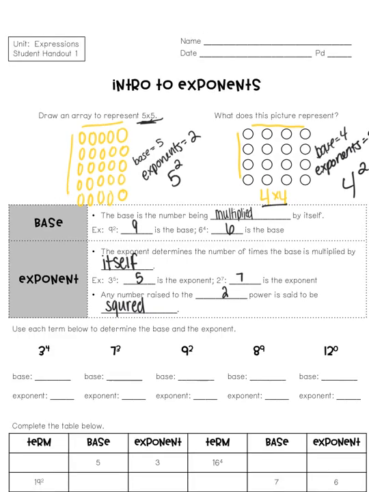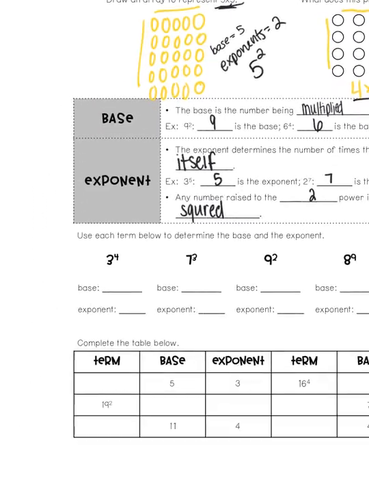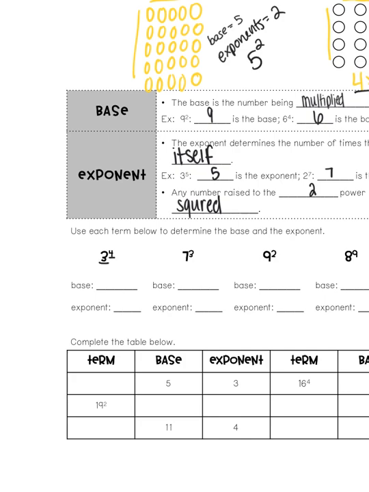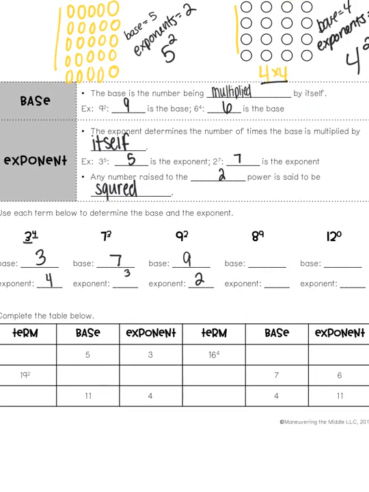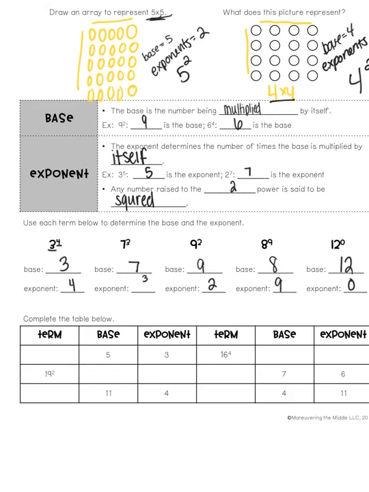So we're going to look at some and just kind of distinguish between the base and the exponent. So here I have 3 to the fourth power. So my base is 3, my exponent is 4. 7 to the third power, base is 7, exponent is 3. 9 to the second power, base is 9, exponent is 2. And so on and so forth. 8 is my base, 9 is my exponent, 12 is my base, 0 is my exponent.